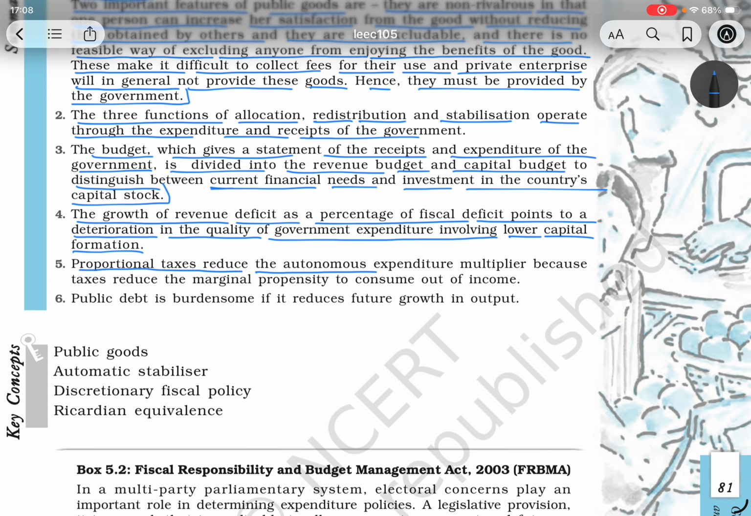Proportional taxes reduce the autonomous expenditure multiplier because taxes reduce the marginal propensity to consume out of income. Public debt is burdensome if it reduces future growth in output.